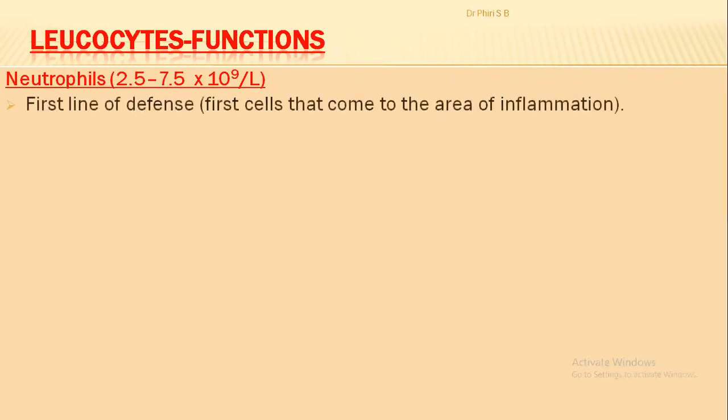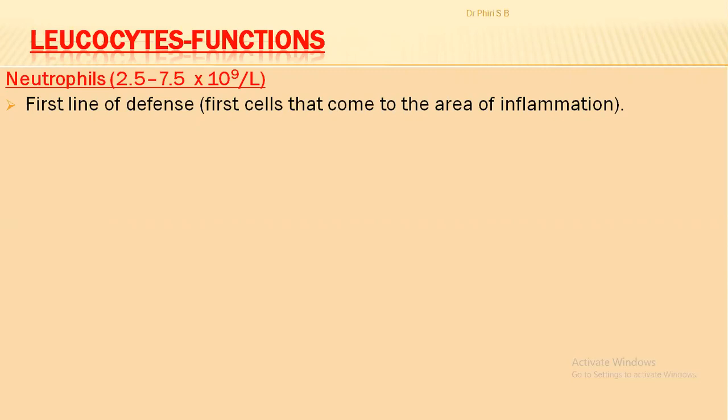In terms of quantity, the normal range or the normal count of neutrophils should be between 2.5 to about 7.5 times 10 raised to the power 9 neutrophils per liter of blood. So per liter of blood, you should have 2.5 to 7.5 times 10 to the power 9 neutrophils per liter of blood. So they are the first line of defense, first cells that come to the area of inflammation or infection. This question came in the quiz, so I hope you got it right. So these are the first cells that will respond to inflammation and also infection.